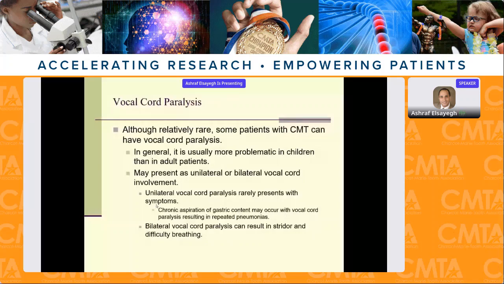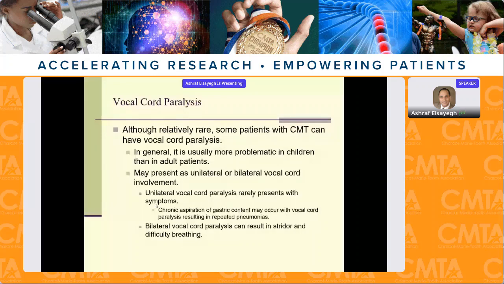Unilateral vocal cord paralysis is rarely symptomatic. Patients usually don't even realize that they have it, and the biggest worry about that is that they can aspirate stomach content, acid from the stomach. So if someone has heartburn, right now, what we do is it comes up to our throat, it burns our throat, and then we take medicine and it makes it feel better. Well, if you have one-sided vocal cord paralysis, some of that acid can go into the lung and that can cause pneumonia. But again, not very common. Most unilateral vocal cord paralysis is asymptomatic.